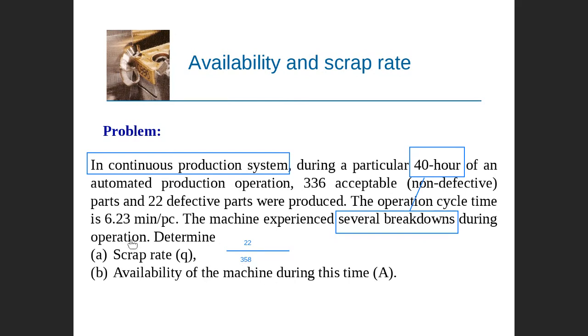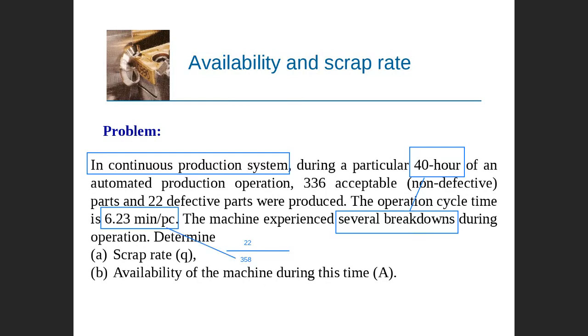If you multiply the cycle time by 358, it gives you the total machining time. Someone said you have to multiply this 6.23 with 336. No, I have to multiply this operation time or cycle time by the total.